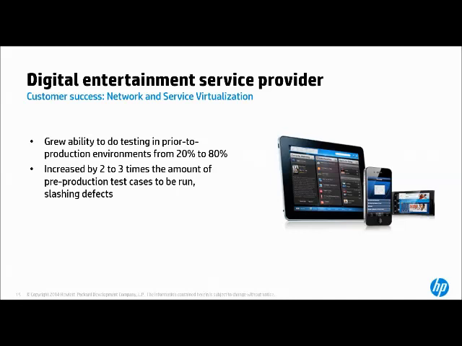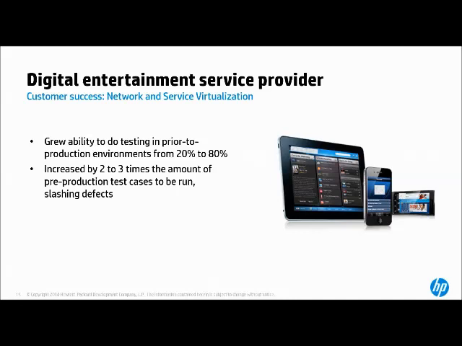The other thing that was interesting is they were able to do 2 to 3x the amount of test cases that they did in the same amount of time. So they're getting more test coverage and more value from this capability as a result. Again, this is slashing defects in production, and they've run a number of different metrics and continue to measure that value that they're delivering to the business as a result.